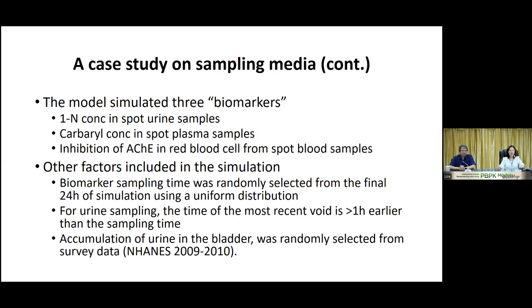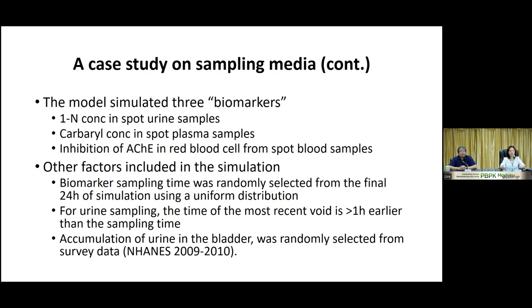The third one is inhibition of choline esterase in red blood cell, because we cannot measure brain choline esterase. So we measure choline esterase in red blood cells. So again, these three biomarkers are something that you can actually go measure in real life. So we want to see which one of the biomarkers is a better exposure marker, and which one is better for effect biomarker. Okay, so what other things do we include in our simulation?